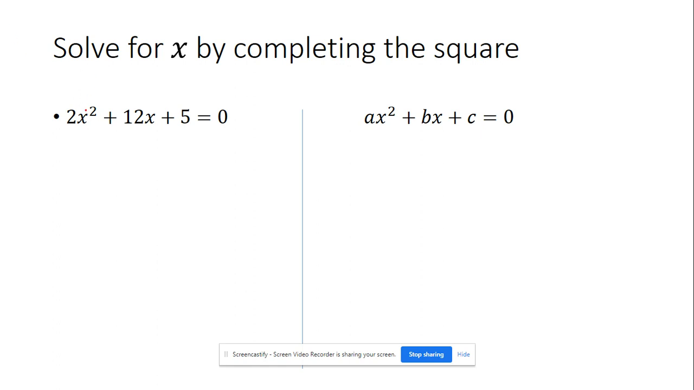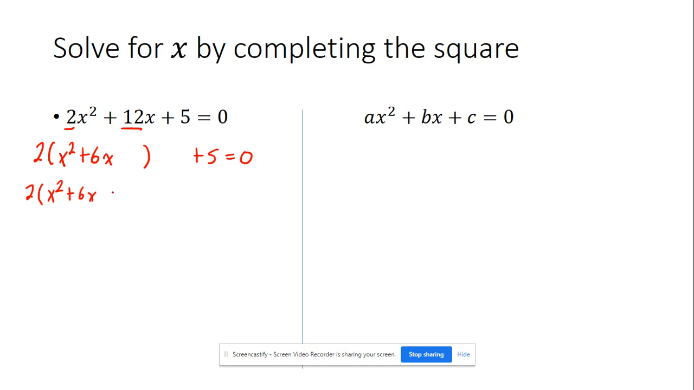Okay, so for this one, the first step was I want to complete the square. So I'm going to factor 2 out of these two terms. So we'll get 2 times x squared plus 6x, still plus 5 equals 0. So all we did was factor out the leading coefficient out of the first two terms. Next, we need to complete the square. So it's going to be 2 times x squared plus 6x.